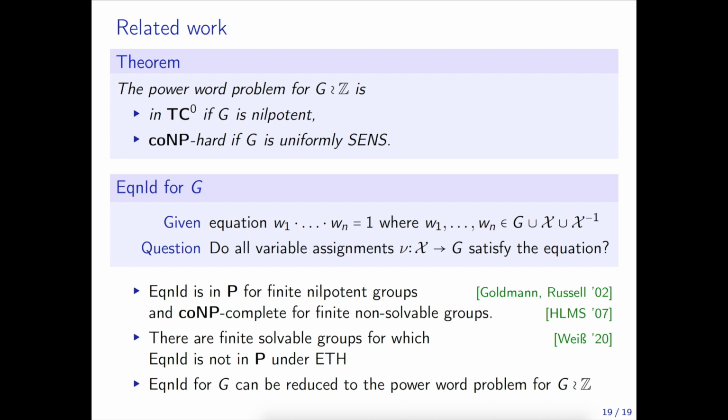In a paper which also appears in this ICALP, Armin Weiß constructed finite solvable groups for which equation identity is not in polynomial time under the exponential time hypothesis. Now, there is a simple reduction from equation identity over a group G to the power word problem over G wreath Z. So this means for these solvable groups constructed by Armin Weiß, it is unlikely that the power word problem is in polynomial time. But of course, one could look at restricted classes of solvable groups.